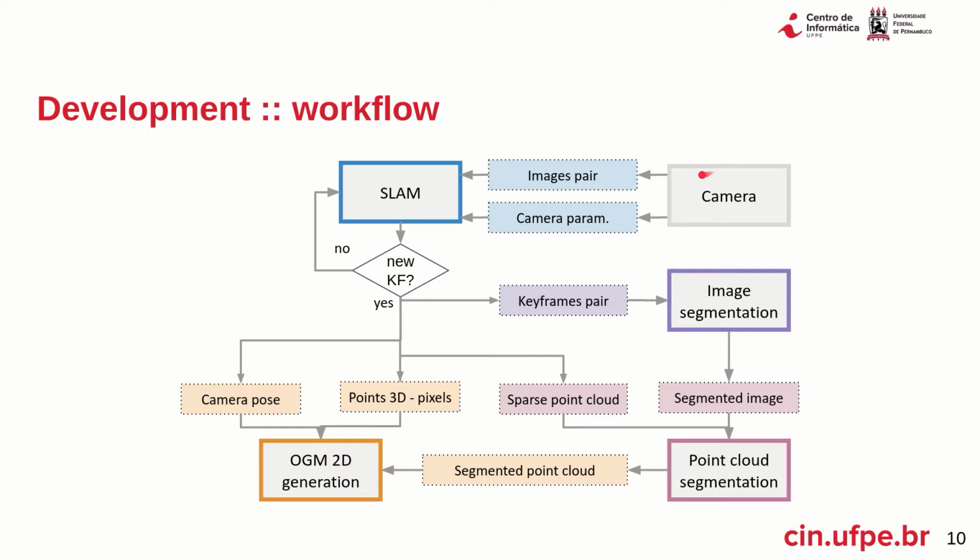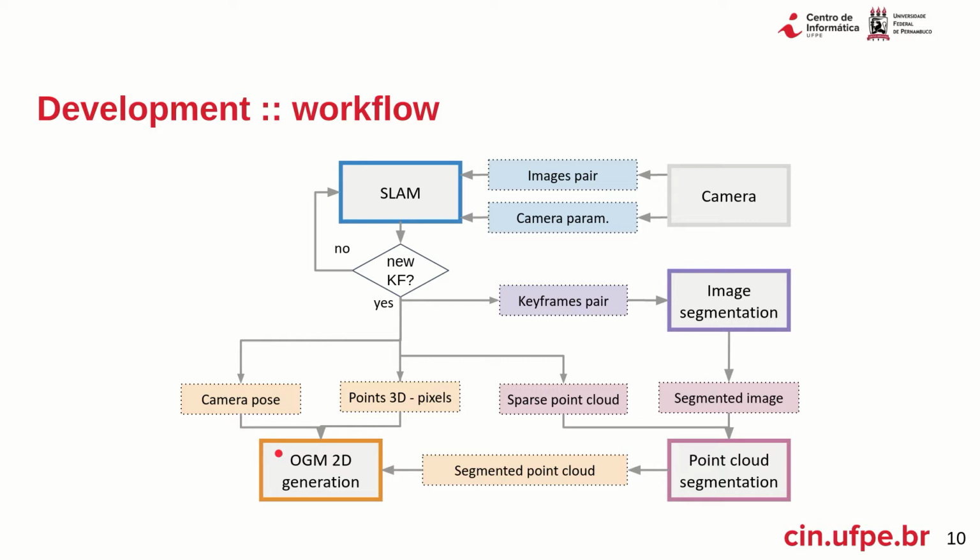Initially, images and camera parameters are inserted into the feature-based SLAM. We adopted the open source project called OpenVSLAM to provide location and mapping. An image frame is only put into the image segmentation module if the SLAM system defines a new keyframe. Subsequently, the entire sparse point cloud and the segmented image go to the cloud segmentation module. Lastly, the 2D OGM generation module receives the segmented cloud, the keyframes pose estimation, and the keyframes features in pixel coordinates and their respective 3D coordinates.